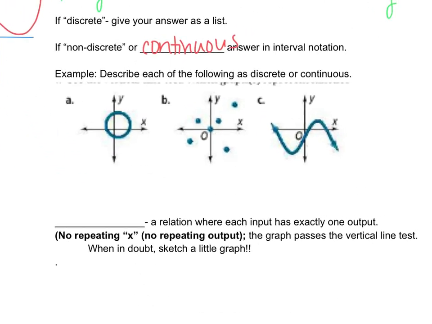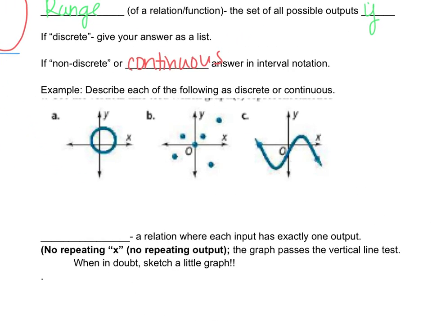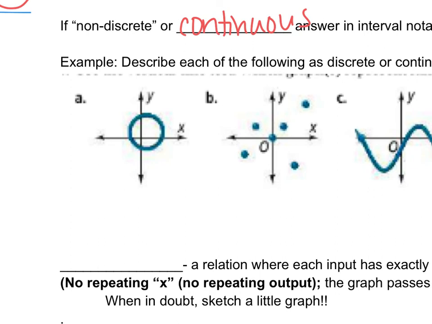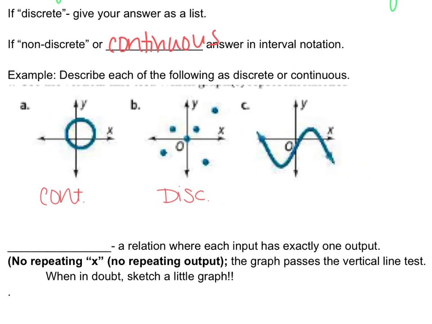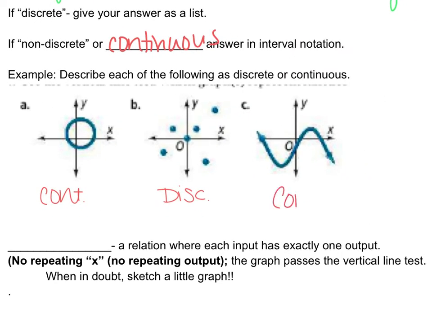For the next little section, I think there are a few homework problems like this. Describe the following as discrete or continuous. That first one is going to be continuous, right? Whenever you draw a circle, you don't pick up your pencil, so that's continuous. That next one is definitely discrete, right? And then the last one, C, would be continuous as well.